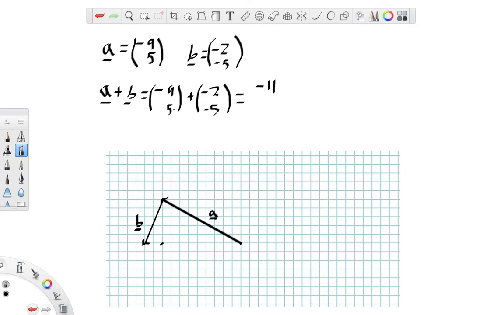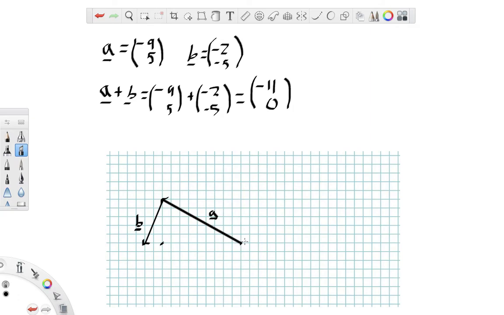And then we've got 5 plus minus 5. So a plus and a minus becomes a minus, so 5 minus 5, well that's 0. So the vector A plus B should be minus 11, 0.